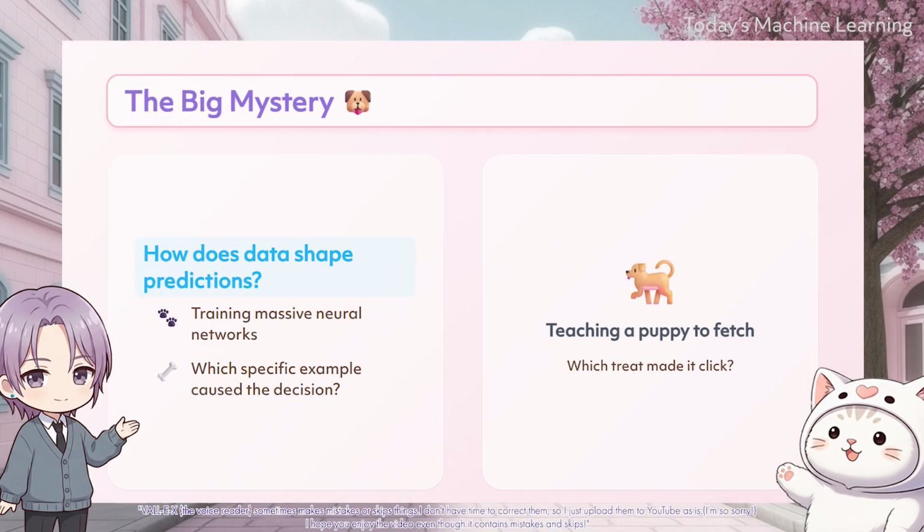In modern deep learning, we train these massive neural networks with huge amounts of data, but one of the biggest mysteries is understanding exactly how the training data shapes the final predictions of the model. Imagine you are teaching a puppy to sit, roll over, and fetch. When the puppy finally learns to fetch, you might wonder which specific treat or which specific training session made the puppy finally understand. In machine learning, you want to know which training examples cause the AI to make a specific decision.